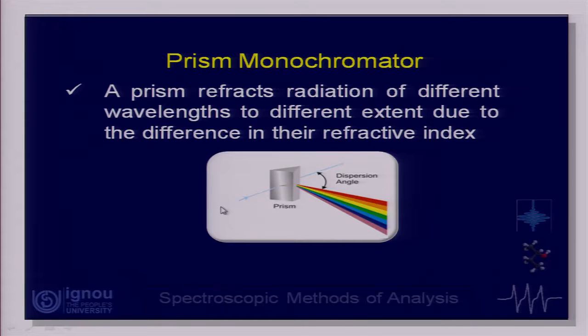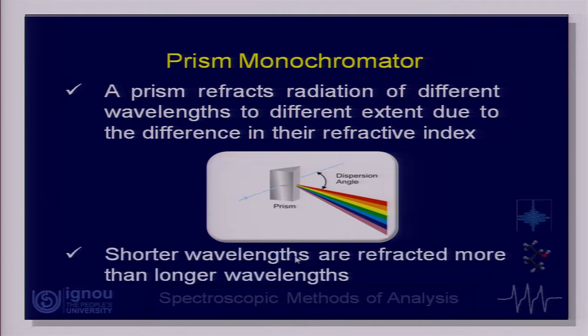That is, when I pass a white light through a prism, we find that we get a whole spectrum out of it. This is because the different radiations constituting this white light are refracted differentially by the prism. As a consequence, we get a whole range of spectrum. And what you find is that the shorter wavelengths are refracted more than the longer wavelengths. That means, this is a shorter wavelength, so there is more refraction there, and this is a longer wavelength, which is refracted to a lesser extent. And this very property of a prism is made use of in a prism monochromator.